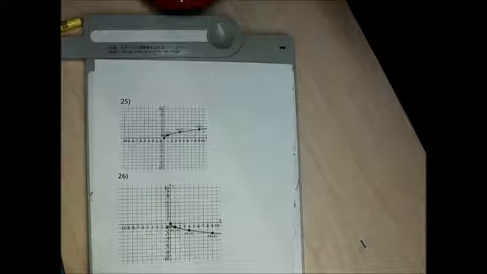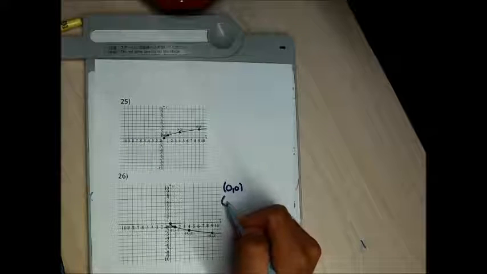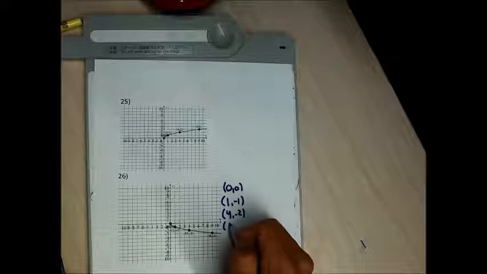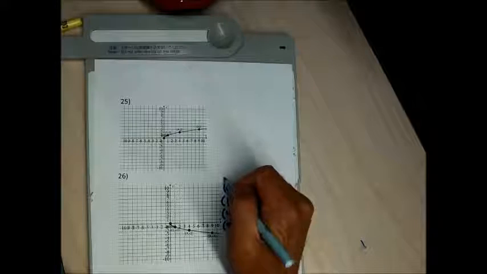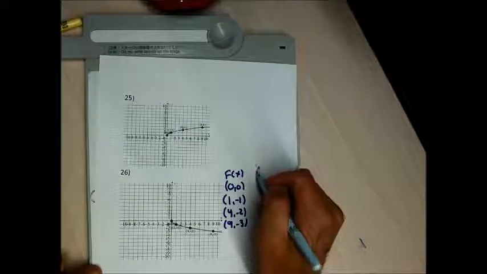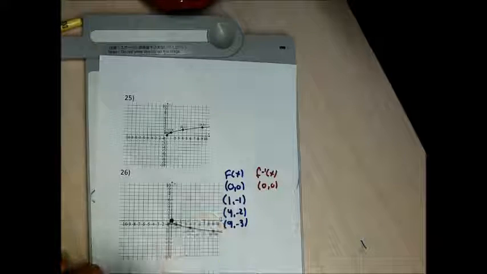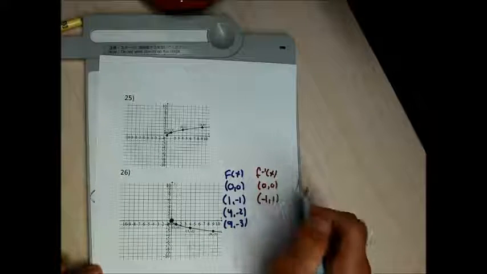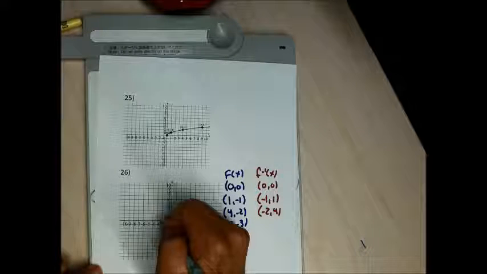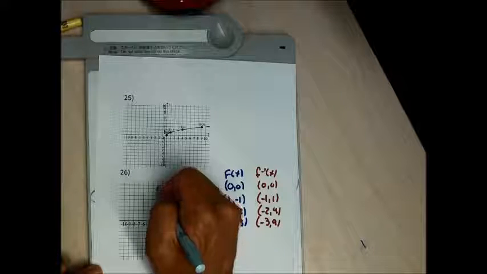When I go to do my problem 26, the initial function in problem 26 has the points 0, 0, 1, -1, 4, -2, and 9, -3. That's the f of x function that's given. I'm drawing f inverse of x, and f inverse of x has to have the point 0, 0, which I already have plotted, -1, 1, so -1, 1, which is there, -2, 4, which is here, and -3, 9, which is here.